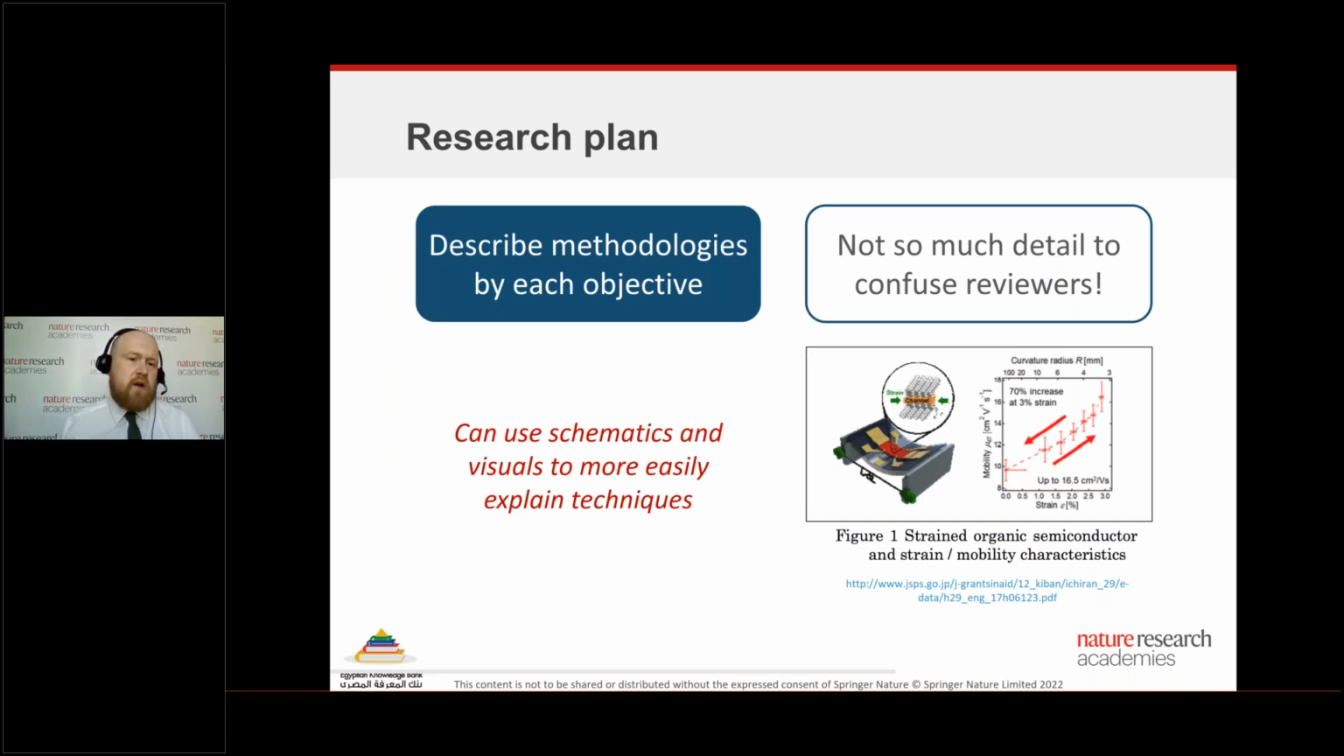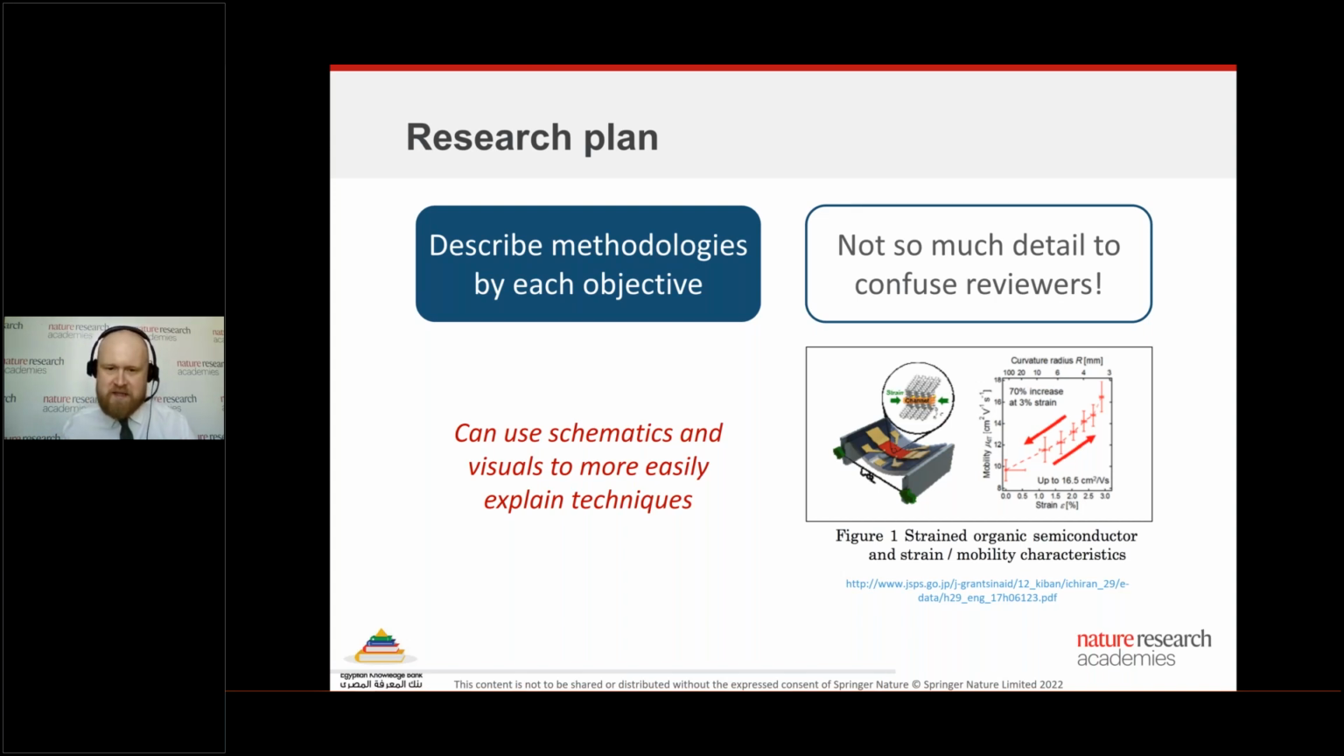So when we describe each objective, we want to be sure to describe the methodology associated with that objective. We do want to use schematics and visuals to make the information easy to understand for the reviewer, but please don't add too much information. Too much information will, of course, confuse the reviewers. We don't want to be confusing them.